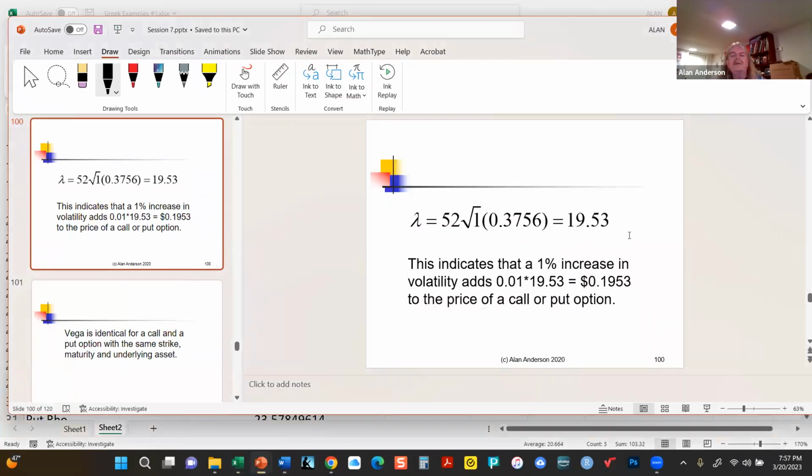All right, so the way we interpret it is this. A 1% increase in volatility adds 19.53 times 1%, or 19.53 cents, to the price of either a call or a put. Okay, so that's a little bit of an interesting one. You might not have thought that that's what it means if you looked at it the first time, but it just says a 1% increase in volatility, from, let's say, 20 to 21% per year, is going to add roughly 19.53 cents to the value of the option.